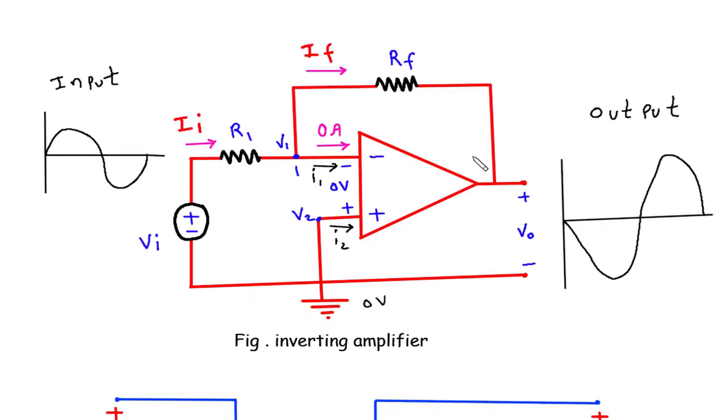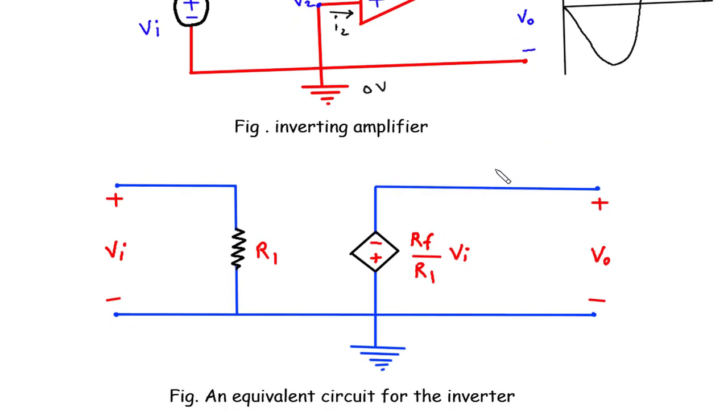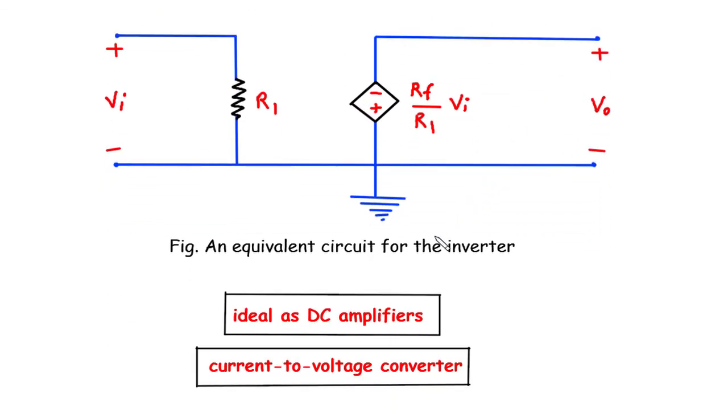An inverting amplifier reverses the polarity of the input signal while amplifying it. Inverting amplifiers exhibit excellent linear characteristics which makes them ideal as DC amplifiers. The inverting amplifier is used, for example, in a current to voltage converter.